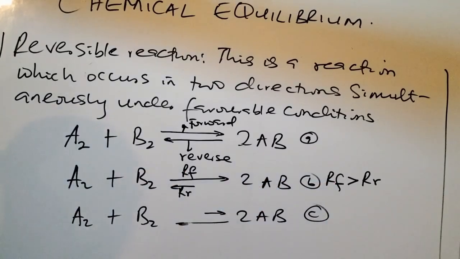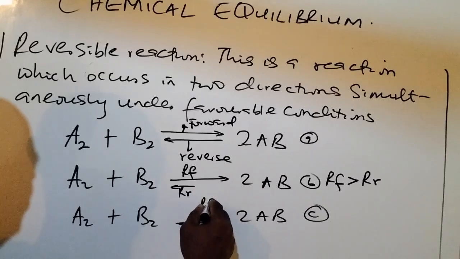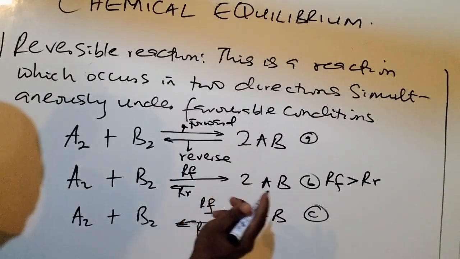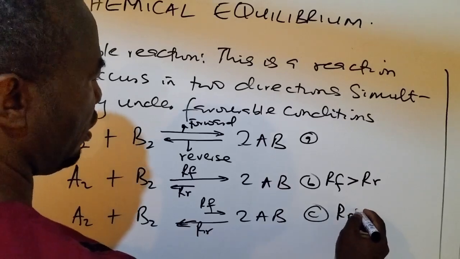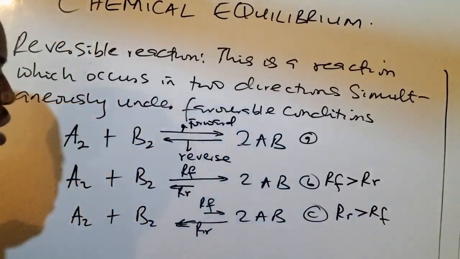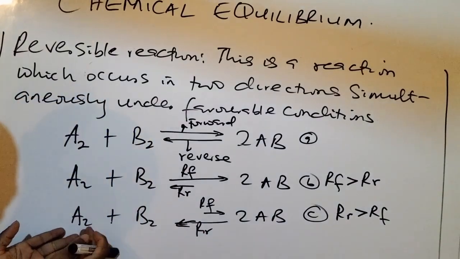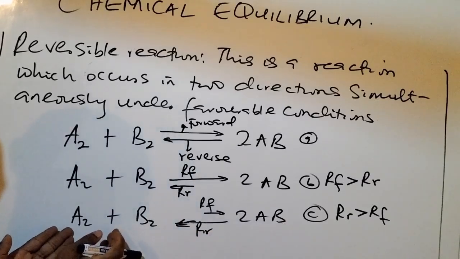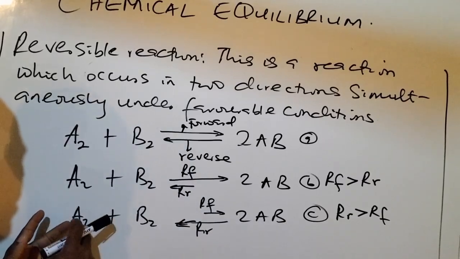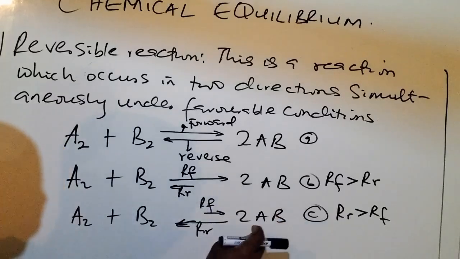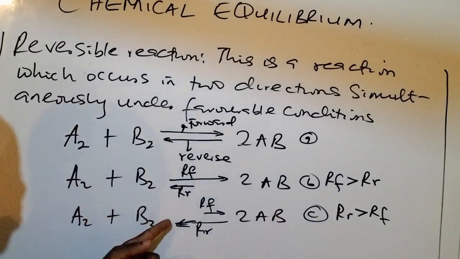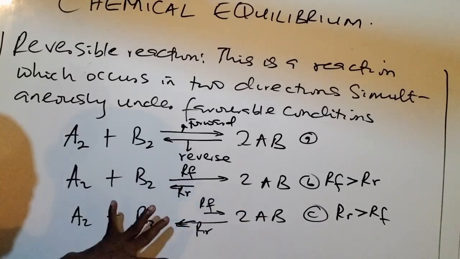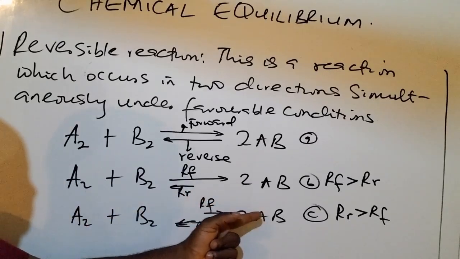Look at the second example. This is the forward reaction rate. This is the reverse reaction rate. In this second example, you see that the reverse reaction arrow is longer than the forward. In this one, we say the rate of reverse is faster than the rate of forward. What does it mean? It means you are producing more of A and B than you're getting AB. So AB is decomposing faster to give you A and B than A and B react to give you AB. I repeat myself. The reverse being faster means the backward is occurring faster than the forward. So you're getting more of the reactant than you have on the product side.